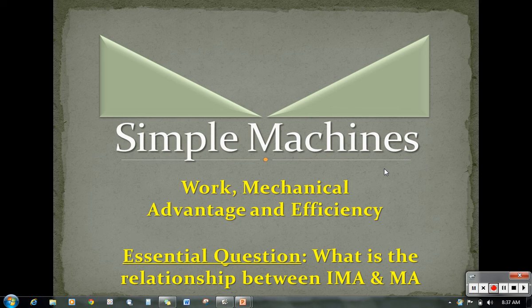Ultimately, you want efficient machines, right? You don't want a machine that wastes a lot of energy. And most of that energy waste is due to what? Friction, yeah. So being able to measure how efficient a machine is, so you can compare it to other machines to figure out what's better, is what this is all about.